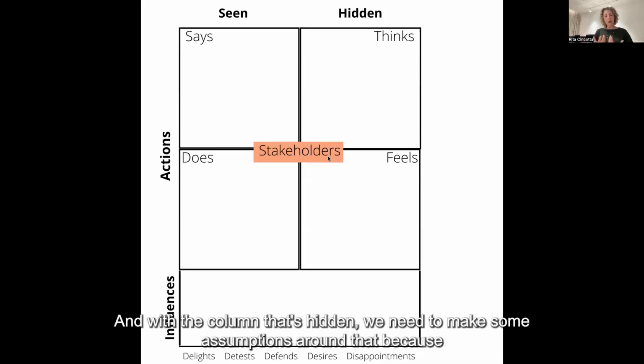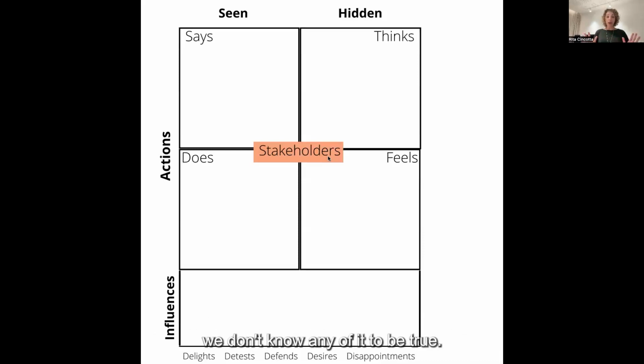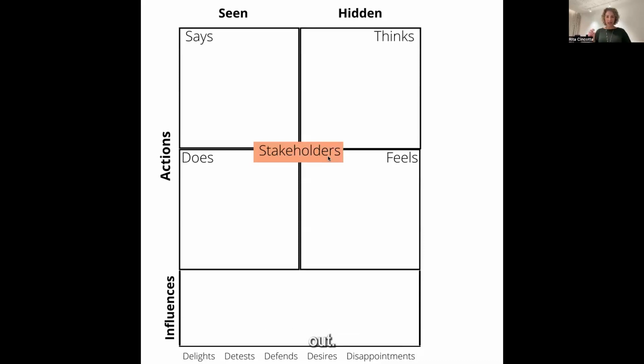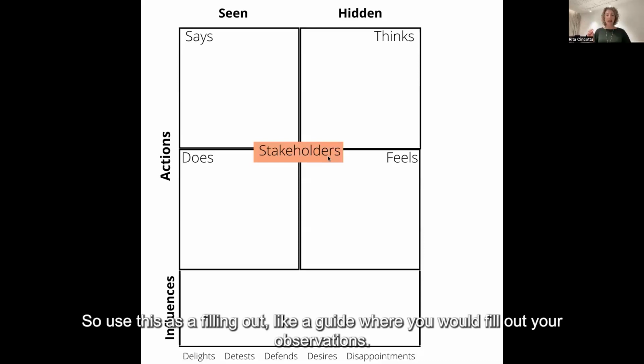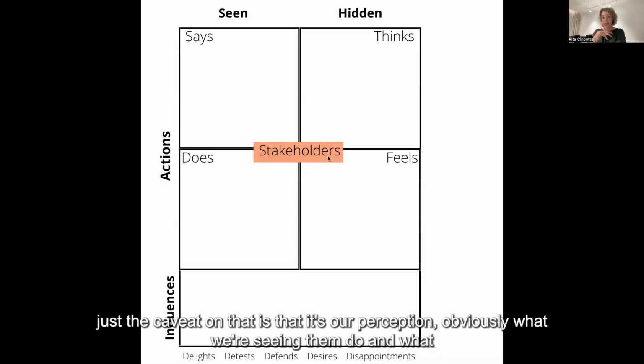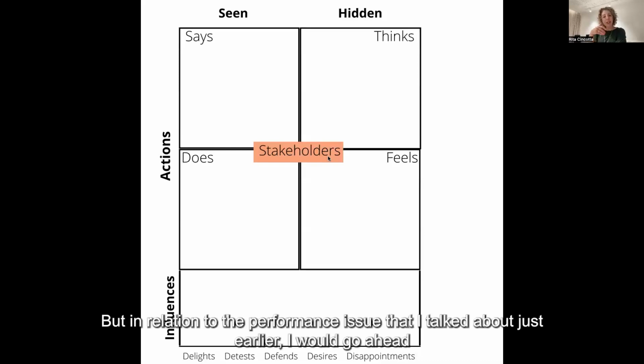And with the column that's hidden, we need to make some assumptions around that because we don't know any of it to be true. So these are assumptions that we think and that we observe, and we go ahead and fill it out. So use this as a guide where you would fill out your observations. So we would start with what we can see, because that's more data that we can rely upon. Although just the caveat on that is that it's our perception, obviously, what we're seeing them do and what we're hearing them say.